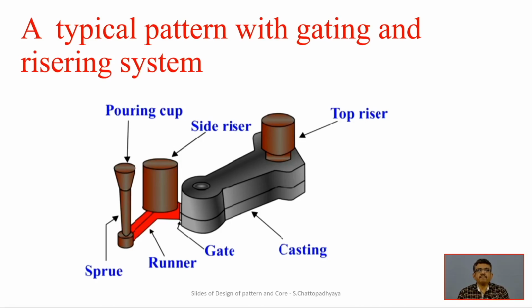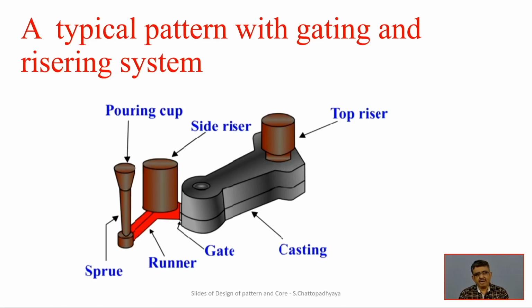This is the diagram of sketches of a typical pattern with gating and risering systems. Two things are important, one is riser and another one is a runner. Side riser placed in the sides, top riser placed in the top, and riser is nothing but the reservoir of the molten metal, and riser will solidify last. It is going to ensure the supply of the molten metal, so that in intricate parts, the nooks and corners of all those cavities are not hungry of molten metal. That is the purpose of the riser.